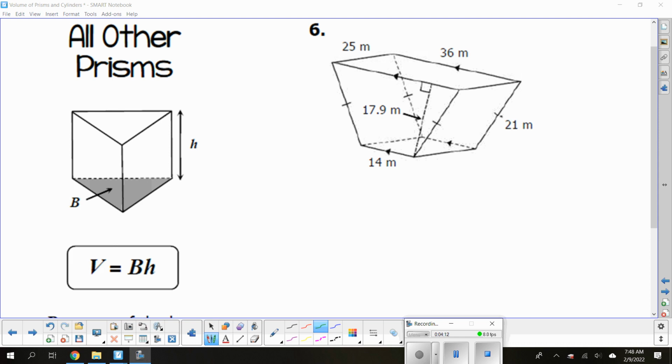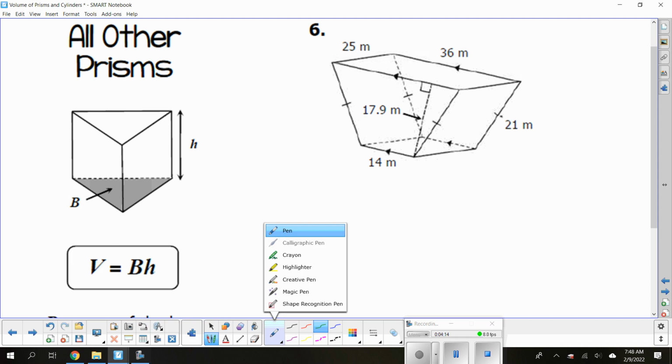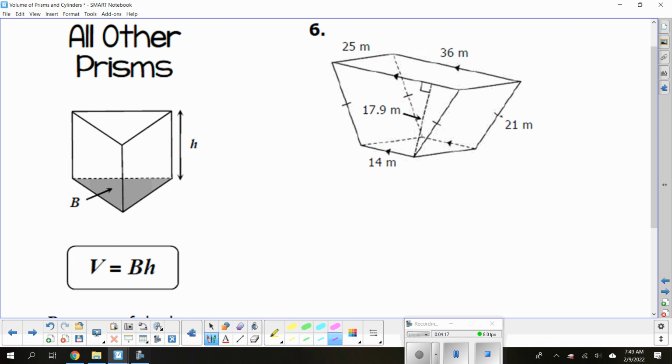Okay, let's look at number 6. On number 6, my base shape is going to be a trapezoid. In a prism, to know your base shape, look for the shape that's not a rectangle, and that would be your indication of the base. So I see a trapezoid here, so that is my base shape.